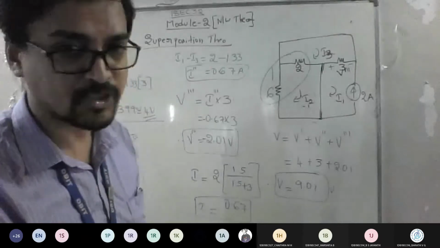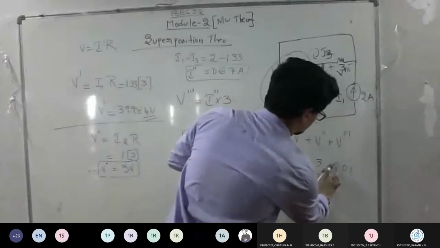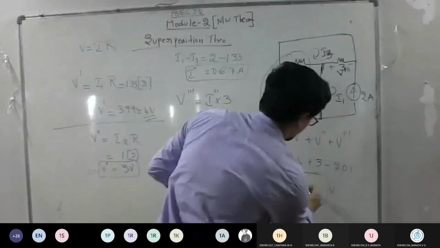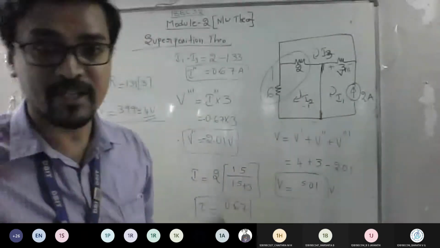Am I clear? Yes, sir. So then what is the final answer? Yes, sir. The last part you're supposed to subtract, so the answer becomes 5.01, sir. So this is the change you should watch for very, very carefully.